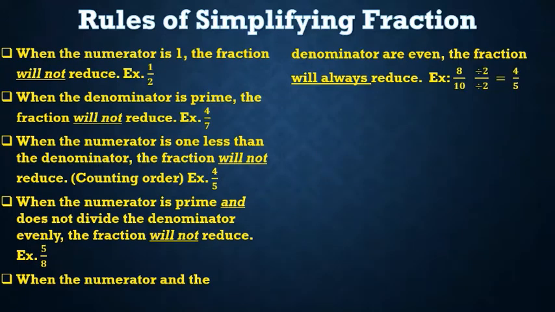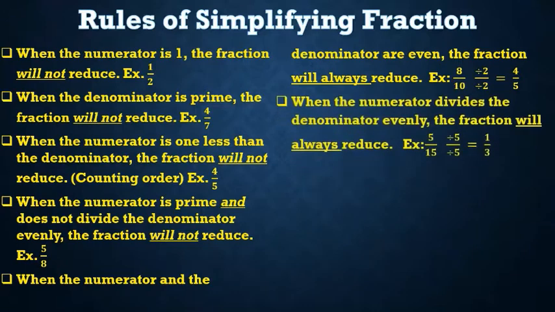So first, to reduce 8 by 10, we will have to find out the HCF of 8 and 10. That is 2. So then we will have to divide 8 by 2 and 10 by 2. When we divide 8 by 2, we will get 4, and when we divide 10 by 2, we will get 5. So that means when we simplify 8 by 10, we will get 4 by 5.